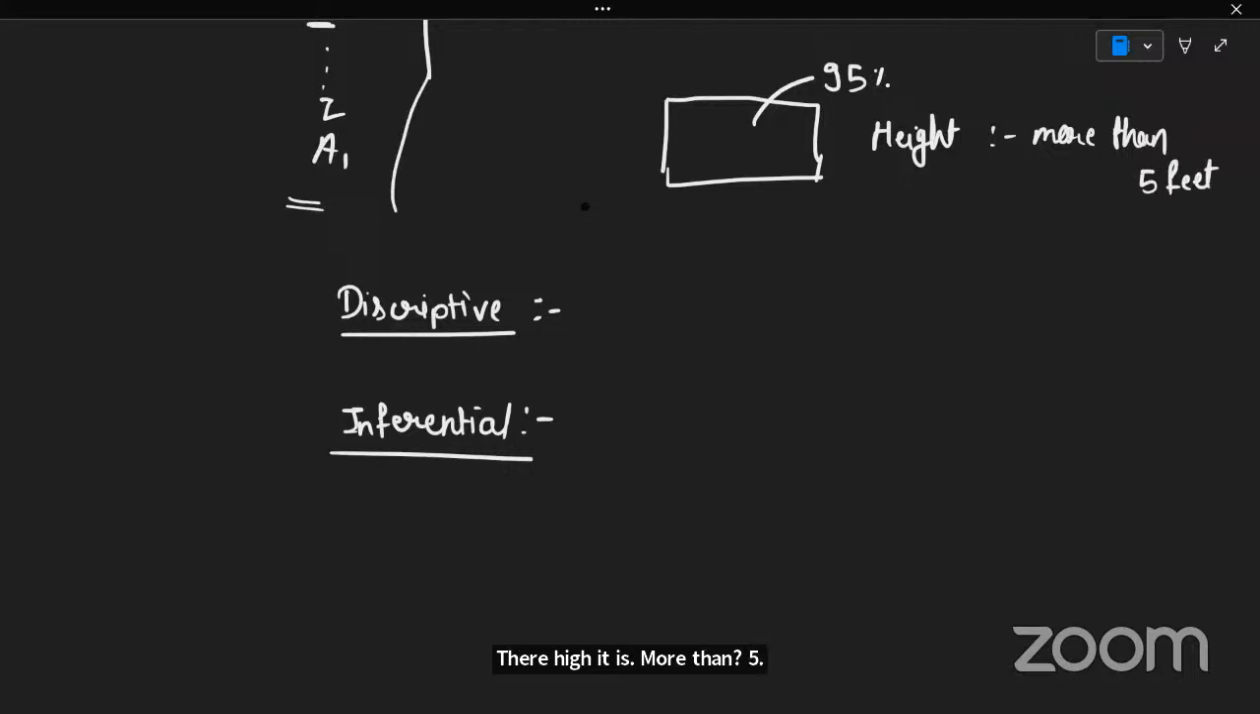Okay. Suppose you have observed in that village or town that 95% of the people have a height of more than 5 feet. So if I want to say this sentence, under which kind of study would you put it? In this town, let's say named X, more than 95% of the people have a height of more than 5 feet. Obviously, this is not a random statement.